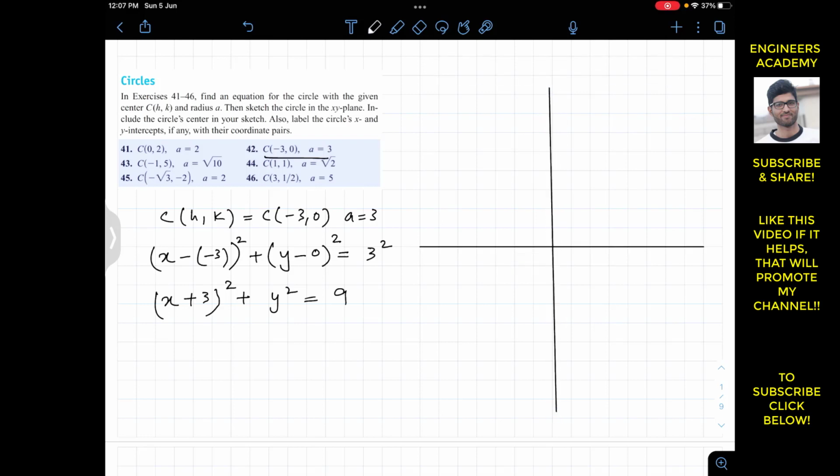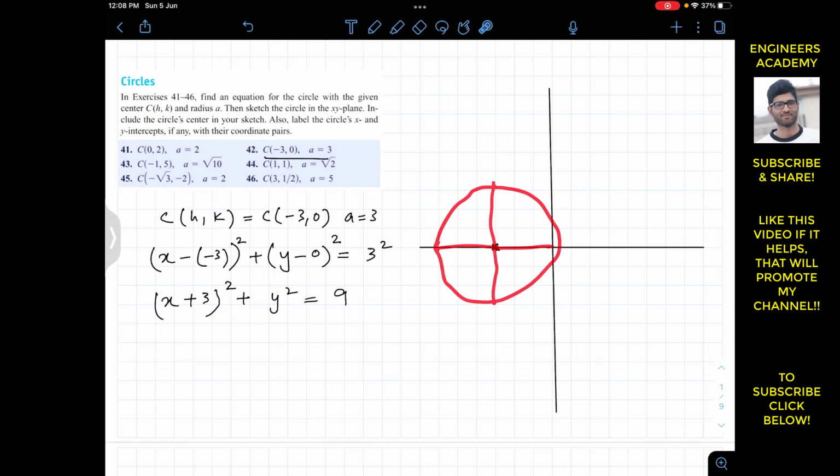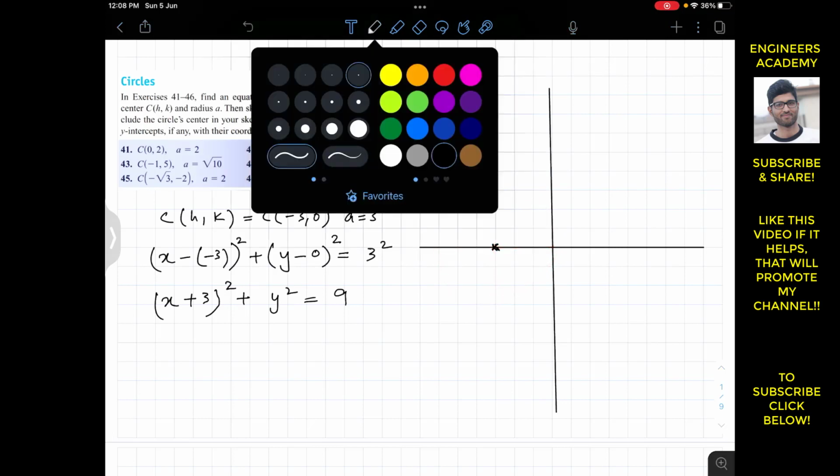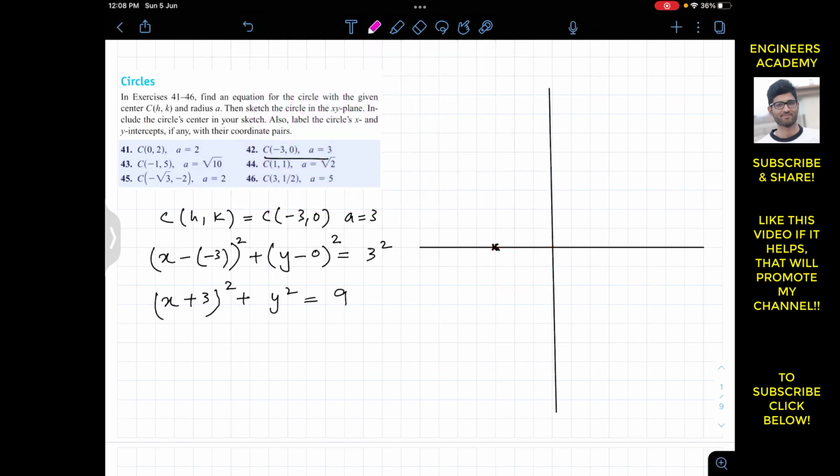So now the origin is at minus 3, 0, so the x coordinate is minus 3. So this is 1, 2, 3, minus 3 and 0. So the center is somewhere here, and now the radius is 3, so we need to move 3 units in this direction, 3 units in this, 3 units in this, and 3 units in this. So the circle will pass through all these points, so this will be the required circle.